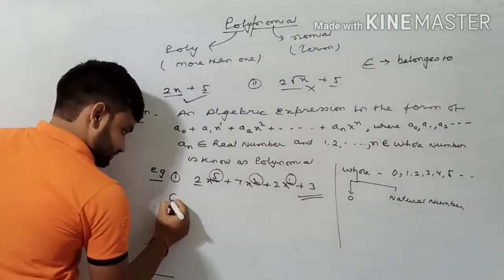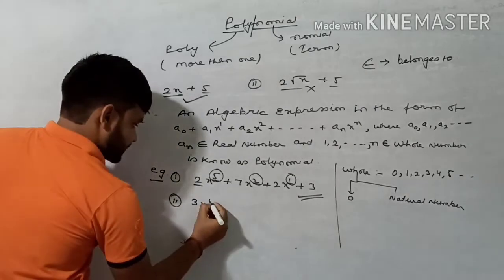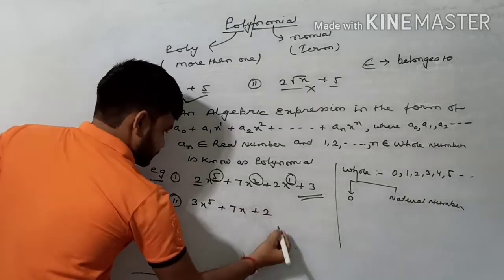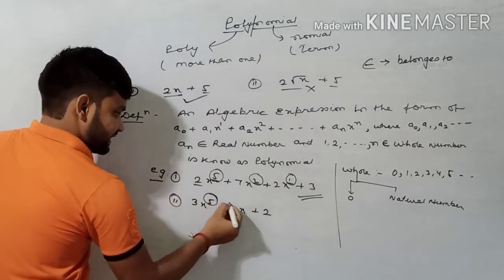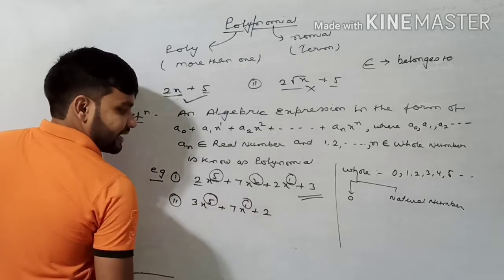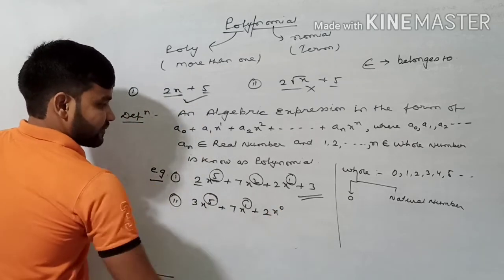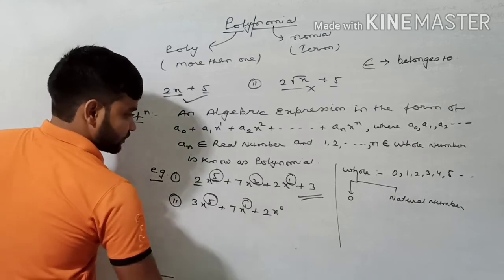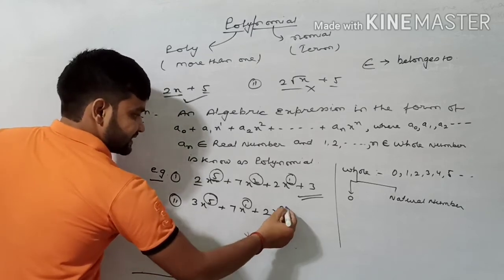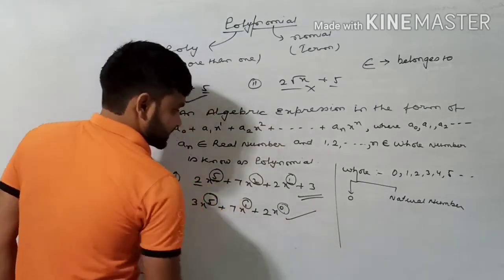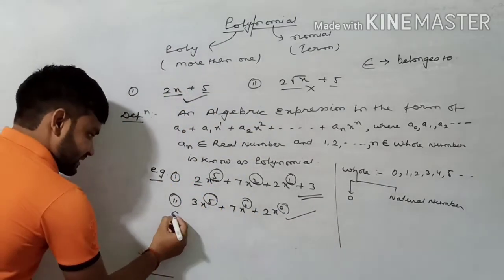Second example, 3x to the power 5 plus 7x plus 2. We clearly see that 5, 1 are powers, and we can also write 2 as 2x to the power 0. So clearly 0, 1, 5 are whole numbers, so the given expression is a polynomial.